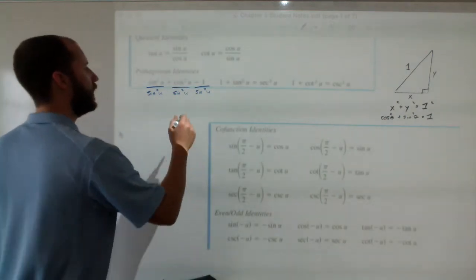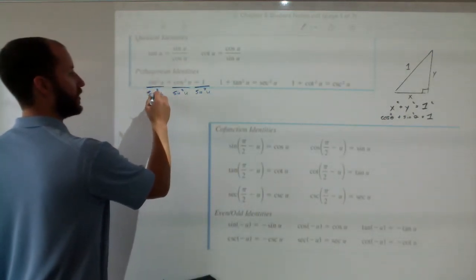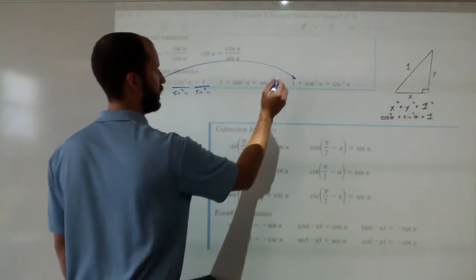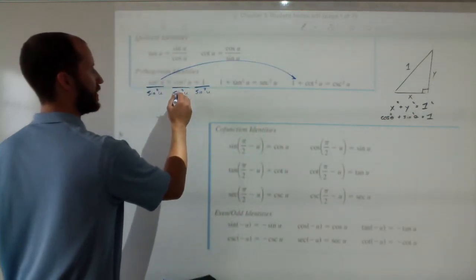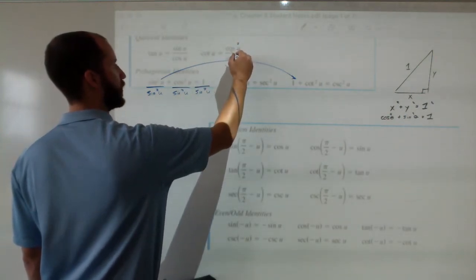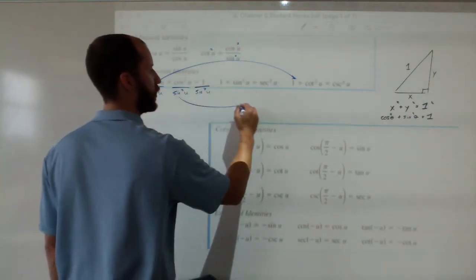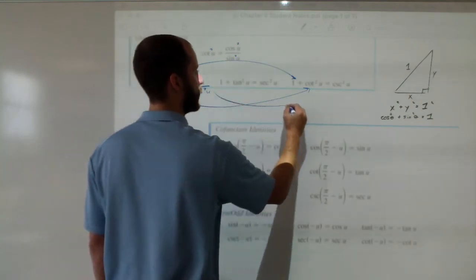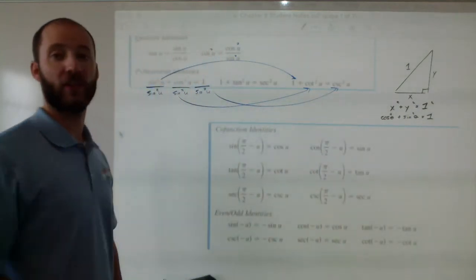So sine squared divided by itself, that's going to give you the 1. Cosine divided by sine. Now cosine over sine is cotangent, so cosine squared over sine squared is cotangent squared. And 1 over sine squared gives us cosecant squared.